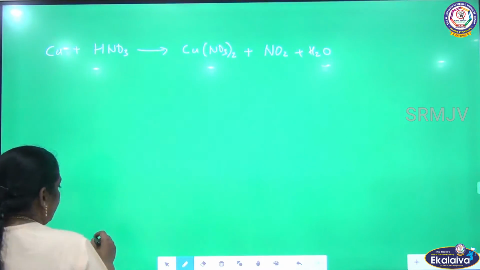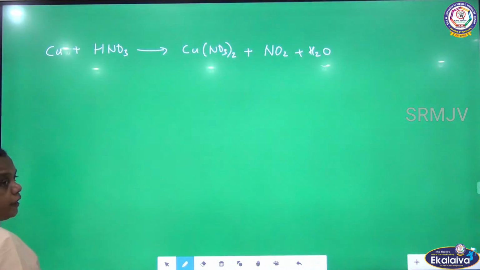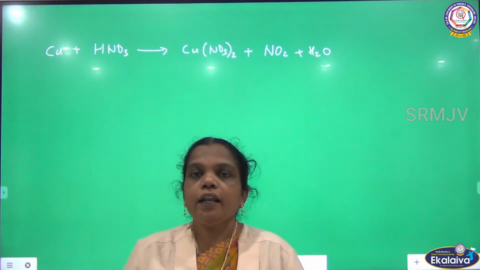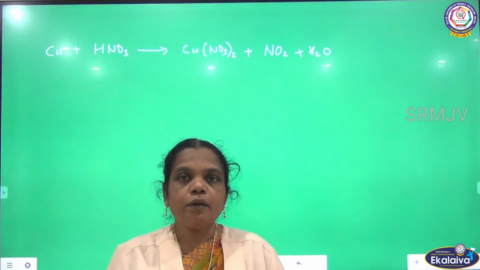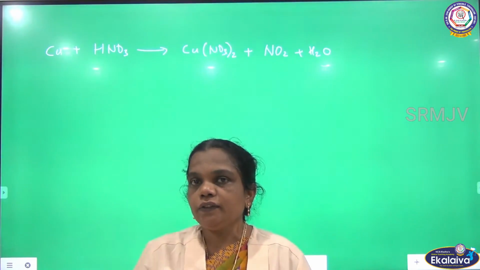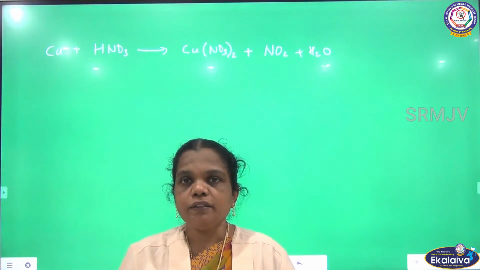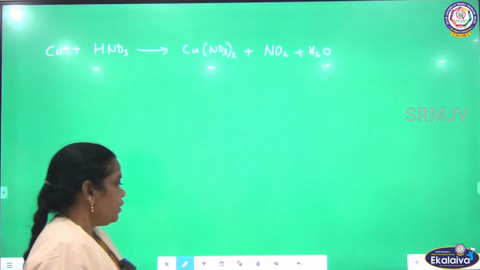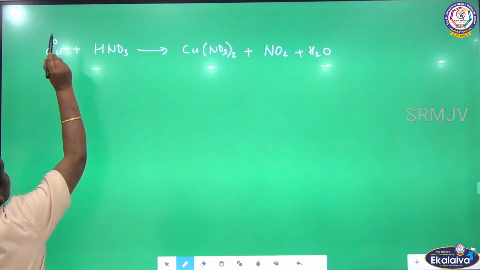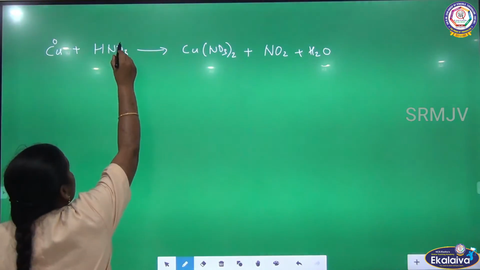Now you know that if the compound or atom is found in the elemental or atomic state, the oxidation number is 0. So first, the elemental copper, the oxidation state is 0, and next we want to find the oxidation state in nitric acid.